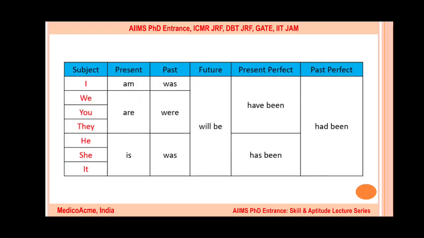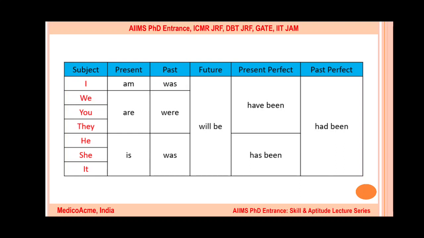This is a chart, and you can take a screenshot of this slide, where I am going to talk about the present, past and future tenses of all these pronouns. So I with the helping verb am, then was in the past and will be in the future, have been in the present perfect and had been in the past perfect. You can look into the chart. I'm not going to describe all the things; just gaze at the picture and all your doubts will be cleared.